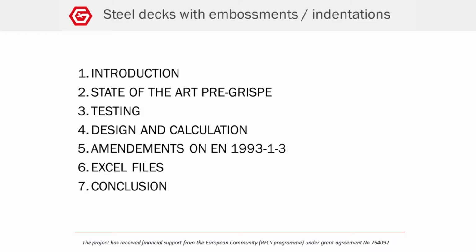Then, I am going to explain the methodology to calculate the effective section and the resistances of a steel deck with embossments and indentations. This methodology is proposed as an amendment on Eurocode 3 Part 1-3. Lastly, I am going to introduce the Excel files which were implemented to calculate span moment resistance and support reaction, and moment reaction interaction at internal support for a steel deck with embossments and indentations.